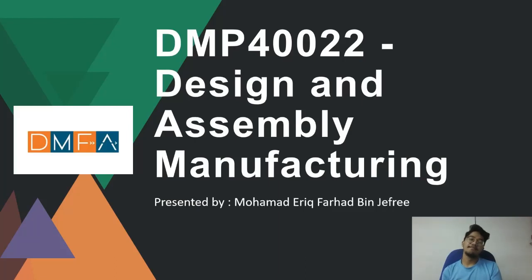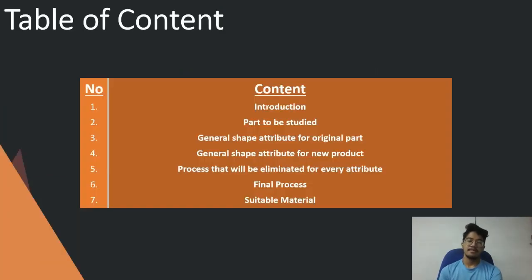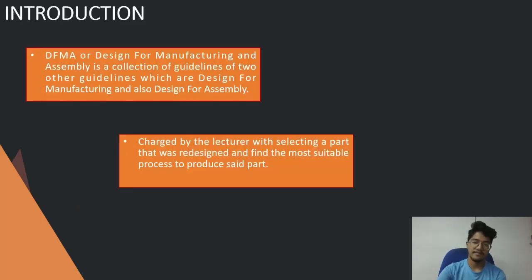Today I'll be presenting about my second project, which is regarding DMP 40022 Design and Assembly Manufacturing. Here is my table of content. The first content will be introduction, which is followed by part to be studied, which is then followed by general shape, attribute for original part and for new product. Next is the process that will be eliminated for every attribute, the final process, and the suitable material.